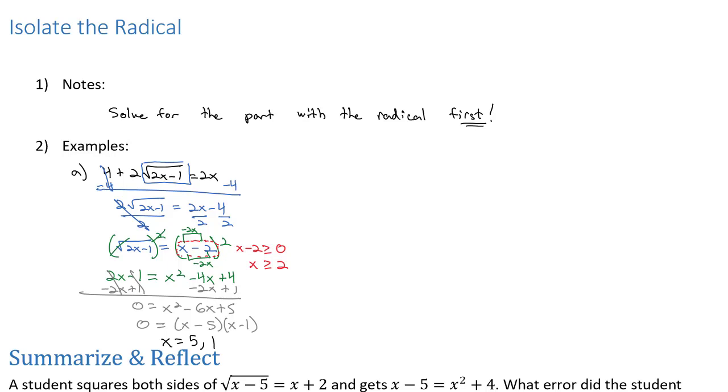But before we get too excited about our solutions, we remember that x has to be bigger than or equal to 2. So the 1 is a false solution, an extraneous solution. It has to be thrown out, leaving x equals 5 for our solution.